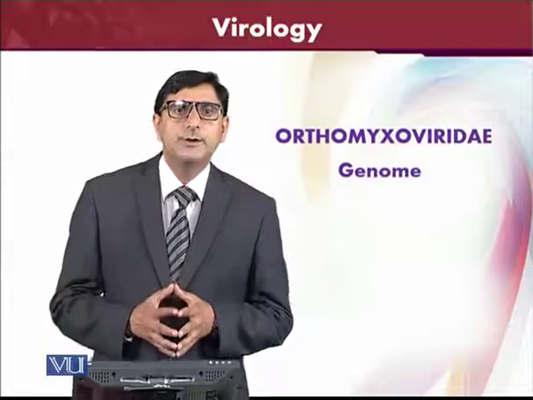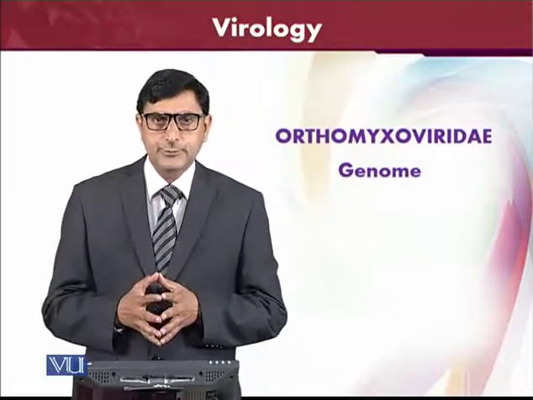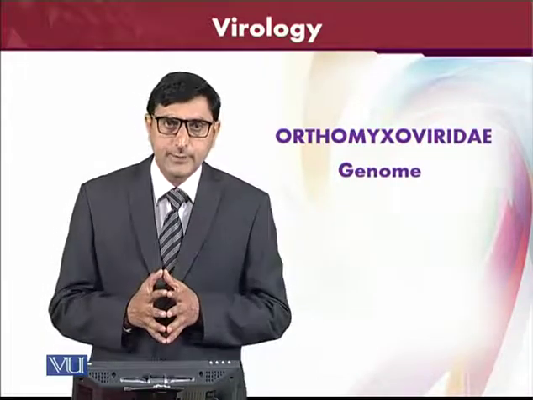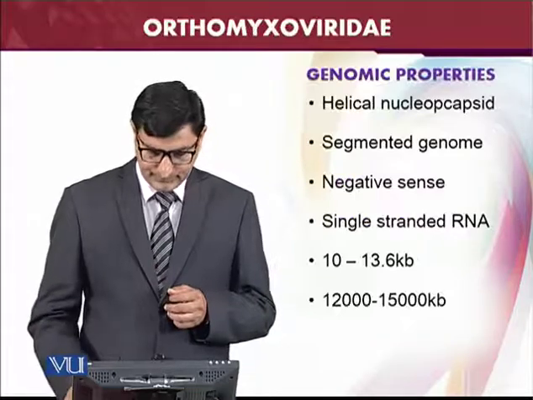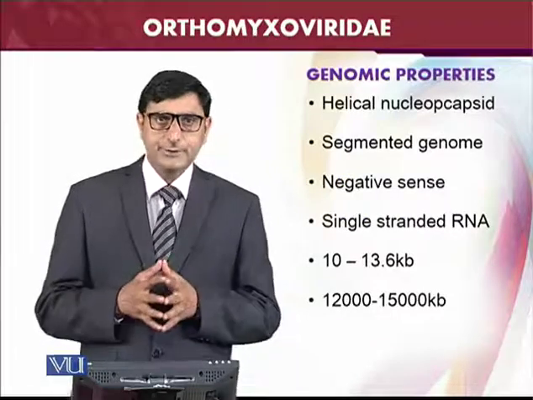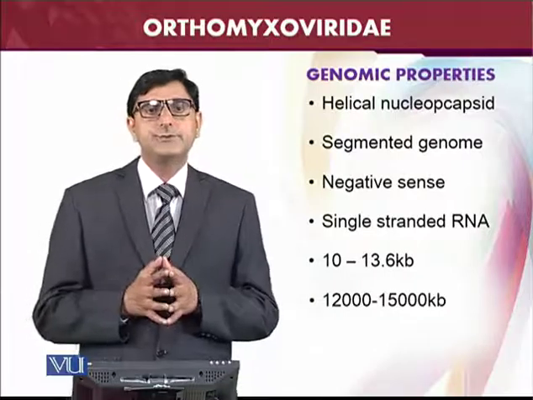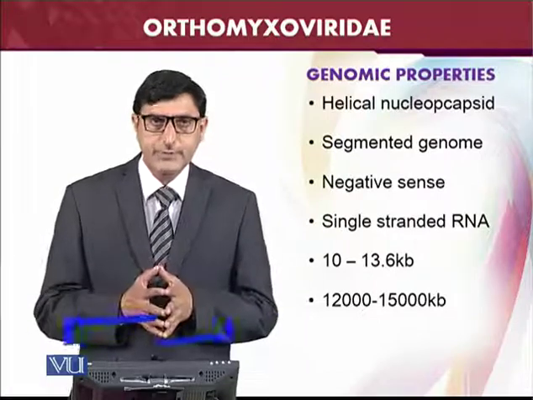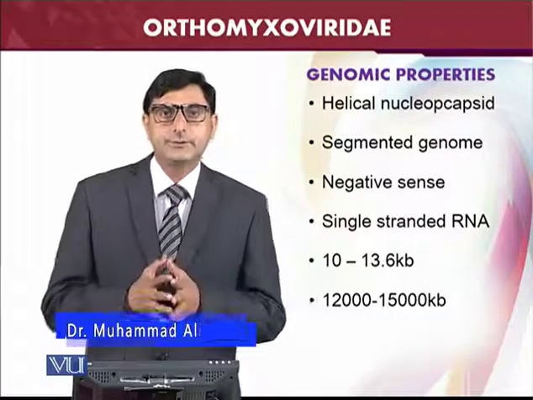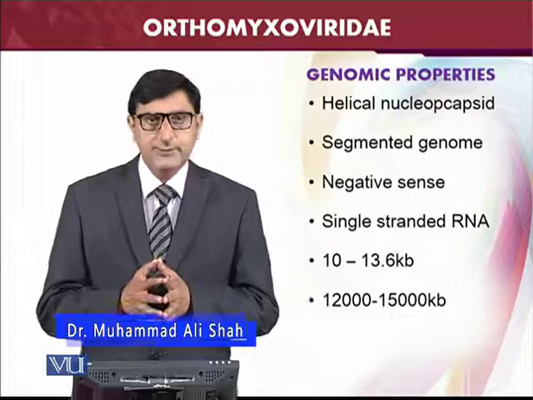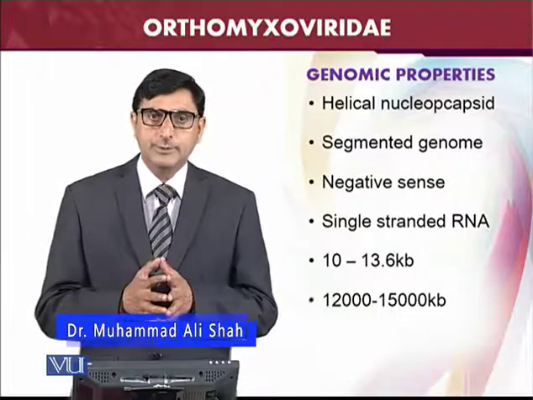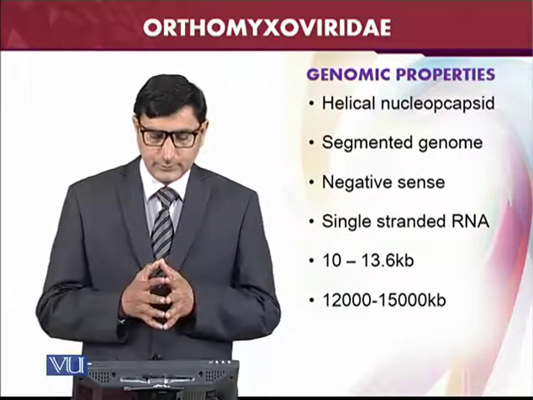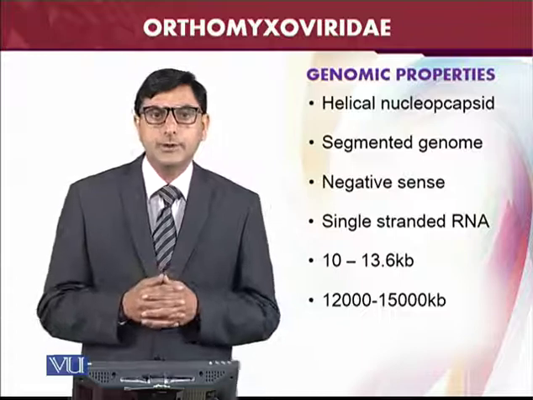So now, the orthomyxovirus's genome: what it looks like, and how the genome helps in the transcription or replication of the viruses. Genomic properties: of course, these have helical symmetry and a segmented genome. The genome is segmented and negative-sense, single-stranded. The size is about 10 to 13 kilobase pairs, which is the total length of the genome of the virion.